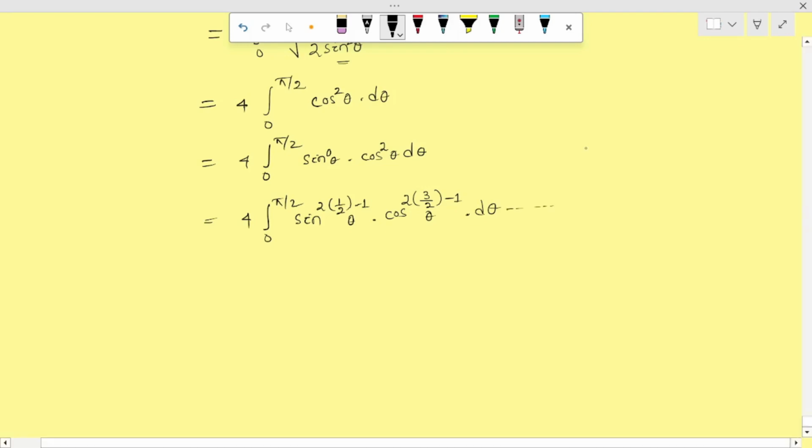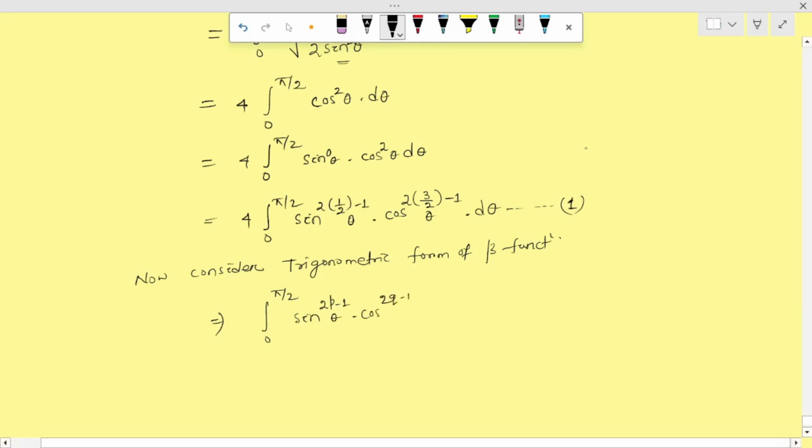Here we just put an equation number for this one, equation number 1. Now consider the trigonometric form of beta function. What is that? 0 to pi by 2 sin 2p minus 1 theta into cos 2q minus 1 theta d theta is your beta p, q by 2. Equation number 2. Now just compare equation number 1 and 2.